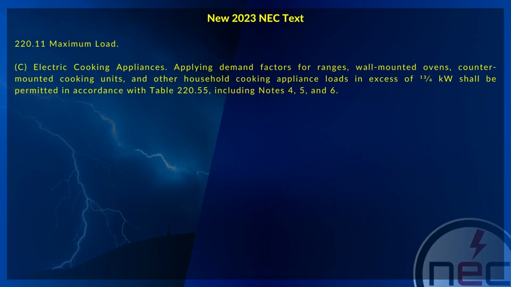A new subsection C has been added to 220.11 in the 2023 National Electrical Code that states, applying demand factors for ranges, wall-mounted ovens, counter-mounted cooking units, and other household cooking appliance loads in excess of 1¾ kW shall be permitted, in accordance with Table 220.55, including Notes 4, 5, and 6.